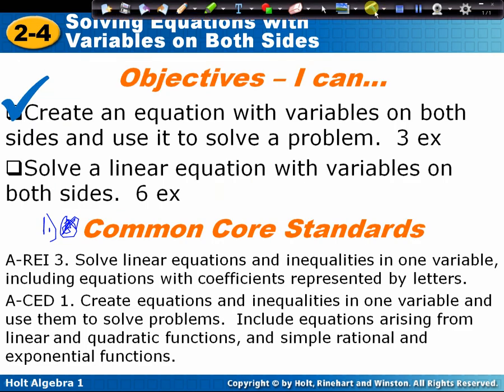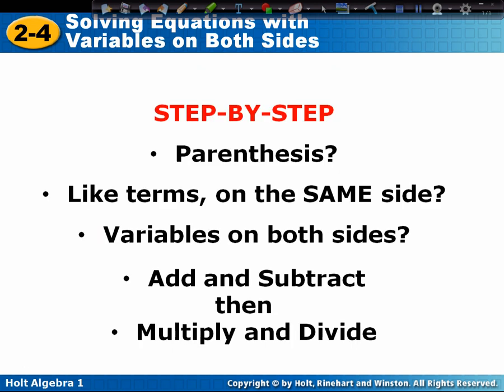Alright, so we have gotten our first objective. We created an equation with variables on both sides and we used it to solve the problem. The next one is we're going to actually just solve linear equations with variables on both sides. We're not going to create them anymore, we're just going to solve them. This is your step-by-step guide. If you'll follow each one of these steps on each one of the problems that we're going to go over today, you'll be able to get to your answer. Take a minute and write down these steps so that you have them.